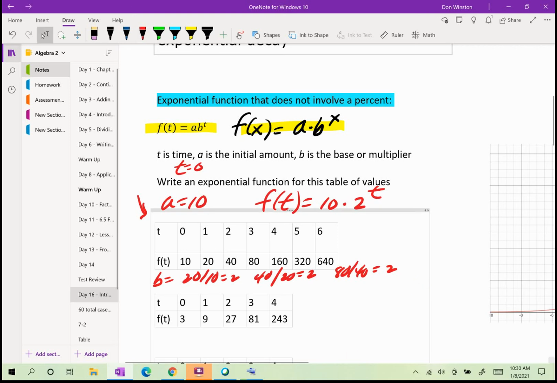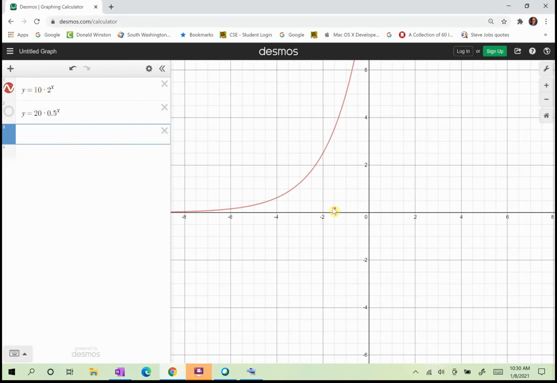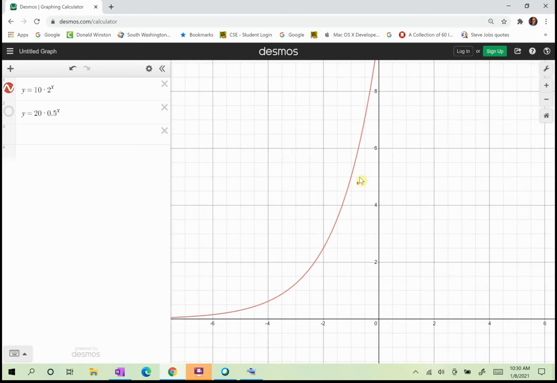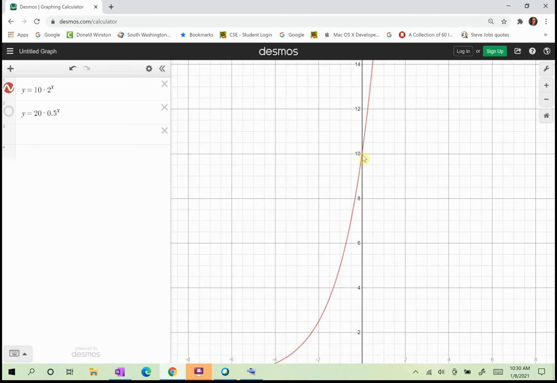Now if I graph that on Desmos, you'll see that it grows quite quickly. So y is equal to 10 times 2 raised to the x. You see it's growing quite quickly. At time 0, the y-intercept, my initial amount, was 10. But then it grows exponentially.